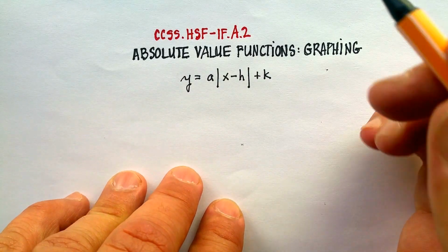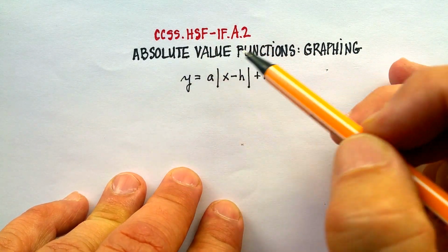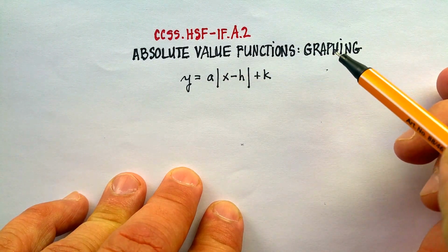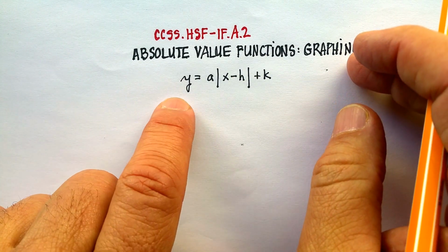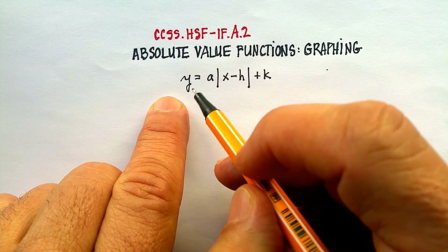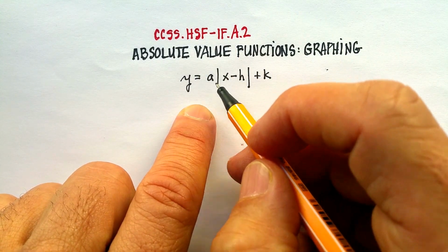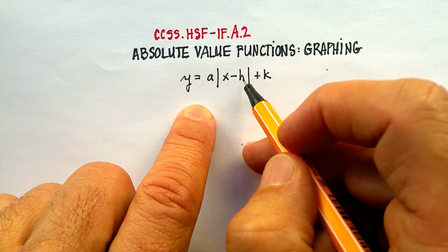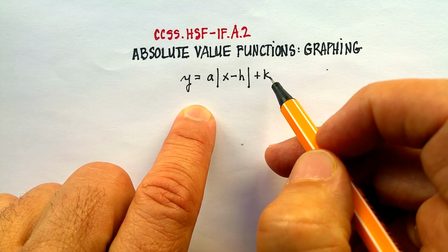Okay, so in this video we're going to look at what's called absolute value functions, and we're going to try to graph them. And we're going to use specifically this formula. Y is equal to A times the absolute value of x minus h plus k.